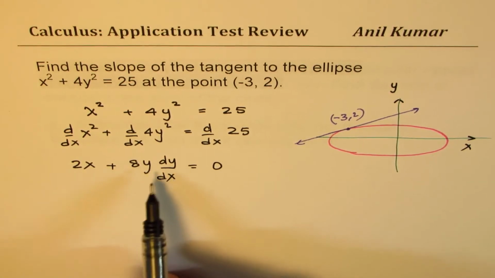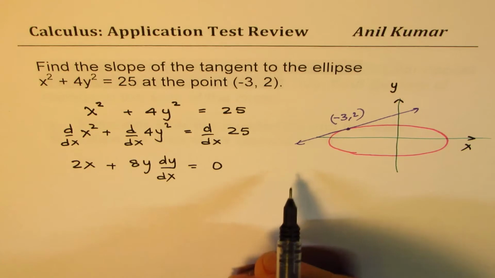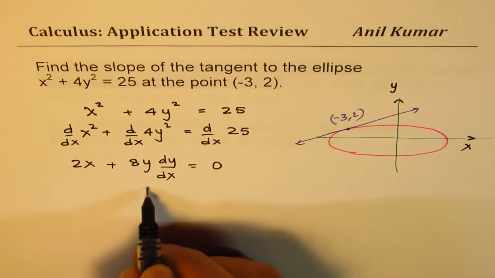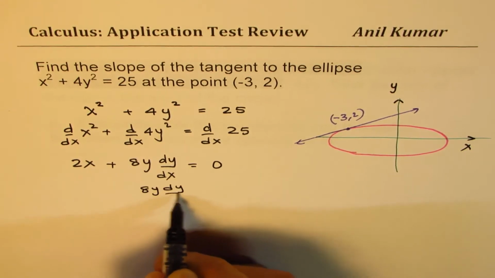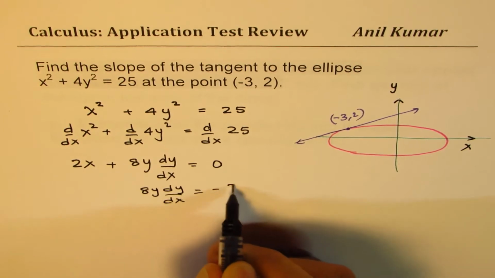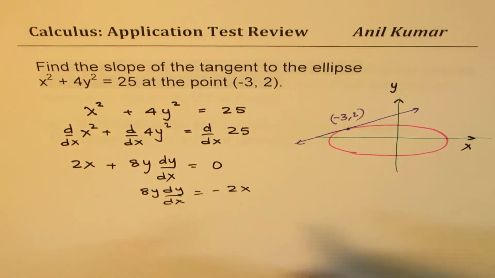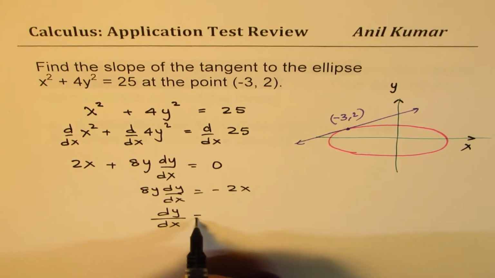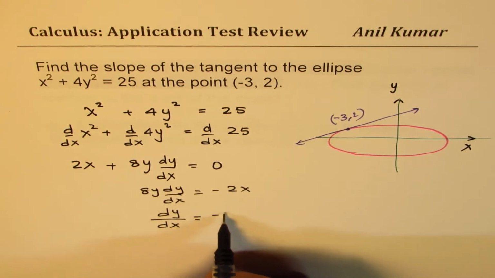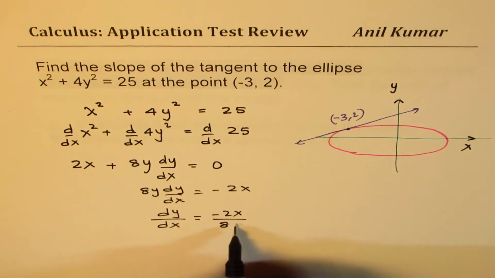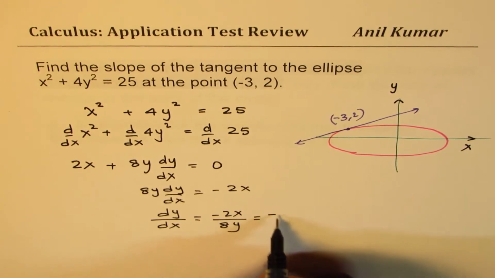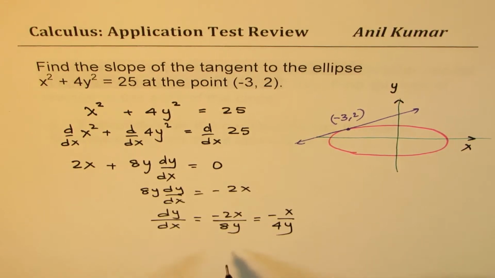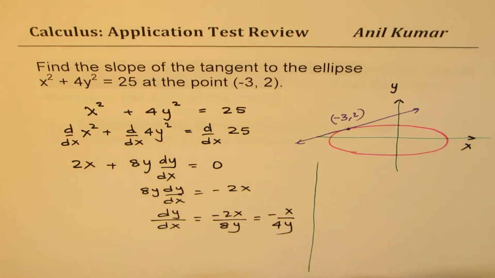So we can now isolate dy/dx, bringing 2x to the other side. We get 8y dy/dx equals -2x, and we do get our answer, which is dy/dx equals -2x over 8y, which is -x over 4y. Correct? So that becomes a general formula. Correct? That is a general formula.